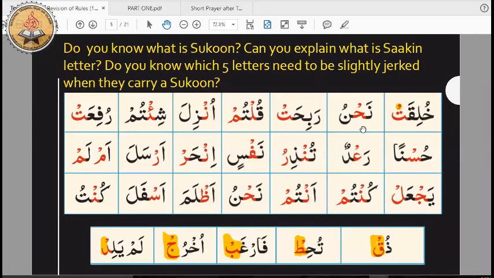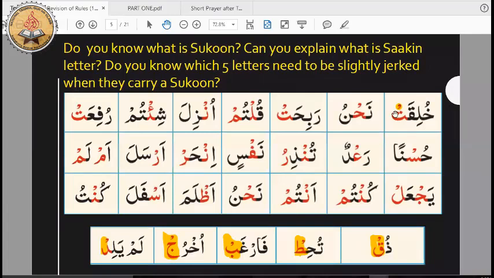So in today's class, we're just going to be going through these examples that you see in front of you, and inshallah we'll be able to practice and revise what we already learned before. Now I'm going to just go through this first example with you, and then I will choose some students to read with me.